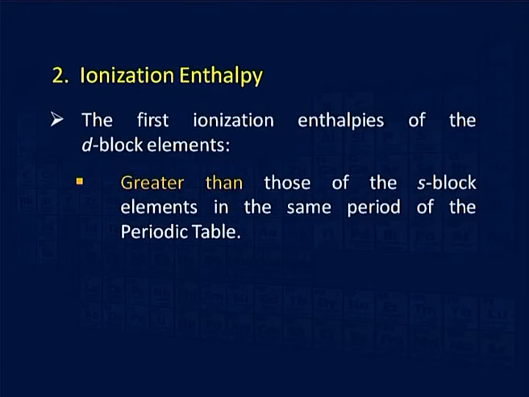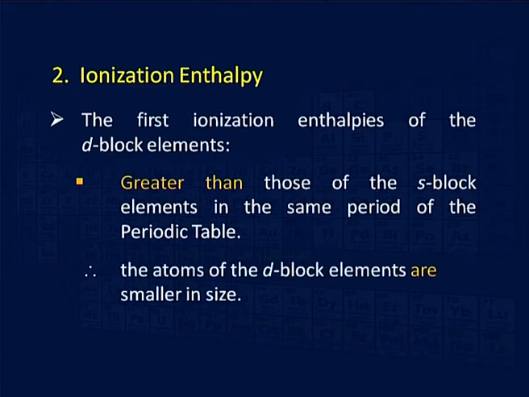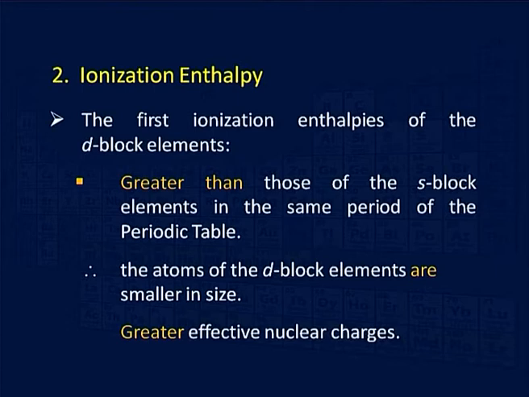The ionization enthalpy of the first transition series is generally greater than the corresponding S block elements in the same period in the periodic table. This is because the atoms of these D block elements are smaller in size, and also the effective nuclear charge in these is greater compared to the S block elements.